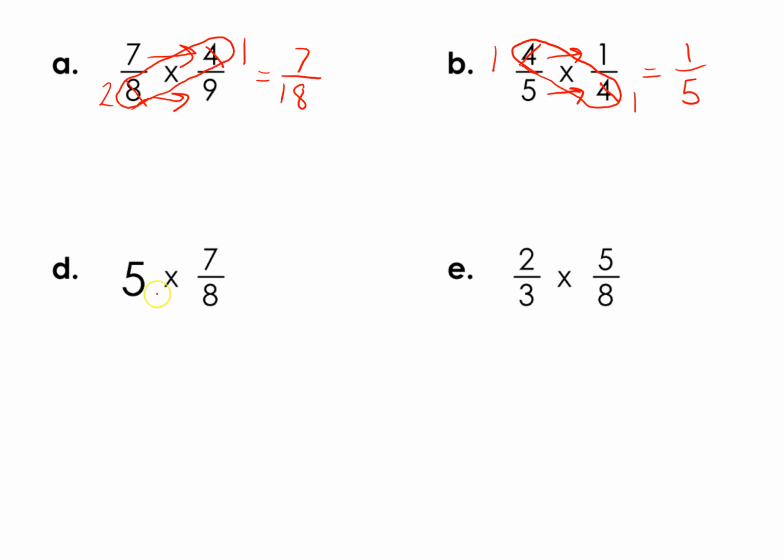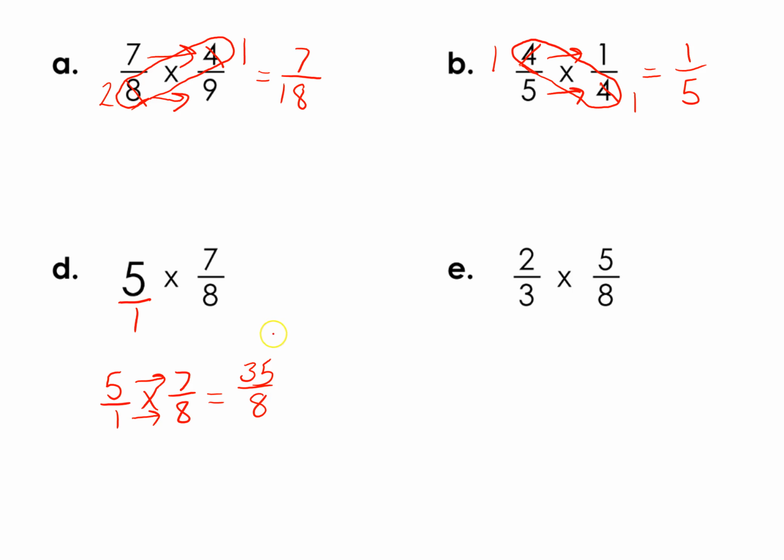Okay, D. We have a different situation. We have a whole number 5. Now, what I recommend is you can take any whole number and change it into a fraction simply by putting it over 1. So now we have 5 over 1 times 7 over 8, or 7/8. Okay. Nothing I can cross simplify on either spot here, so we just multiply straight across. 5 times 7 is 35. 8 times 1 is 8.